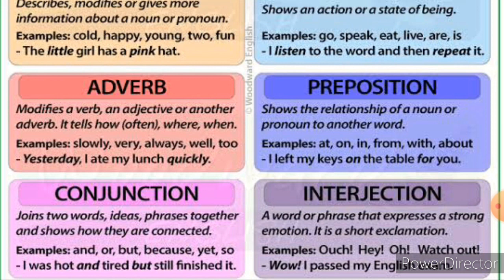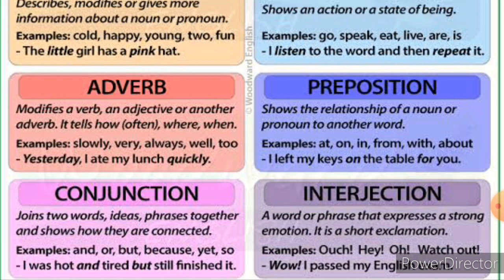And then look at the sentence with prepositions. I left my keys on the table for you. Here we have used the prepositions on and for. Here we have used two prepositions in a sentence, that is on and for. I left my keys on the table. Where? It is on the table. So here the preposition is on.